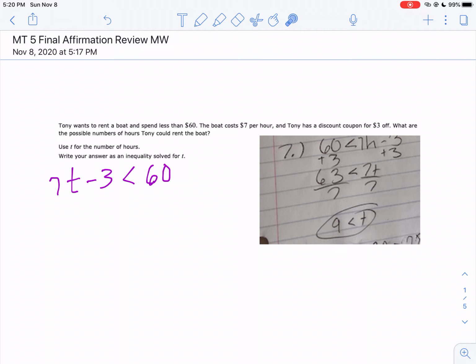Because then I look at the algebra, you added 3 to both sides, and you divide it by 7. You have the inequality pointed the wrong way. So it should be T is less than 9. He only has $60 to spend, so he can't spend more than $60. And that's what you had when you wrote 60 first.